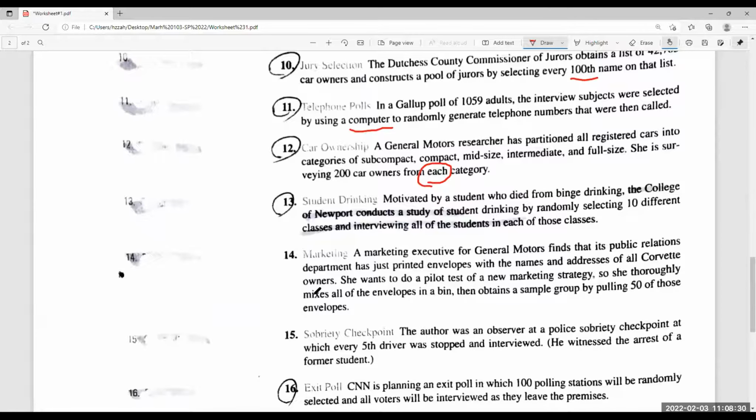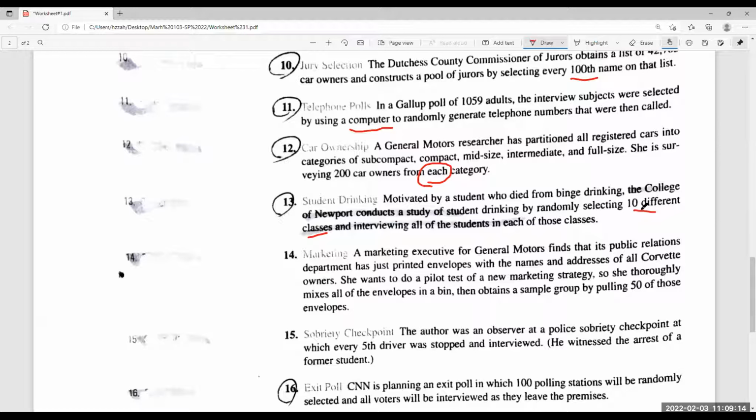Number 13. Motivated by a student who died from drinking, the college constructs a study of student drinking by randomly selecting 10 different classes and interviewing everybody in the class. They want to get the information. They randomly select 10 classes and they interview everyone. Is it a cluster? Stratified? Yeah, that's clustering, because you know that there are more than 10 classes in the college. They just pick 10 classes, for example only calculus classes or statistics classes.